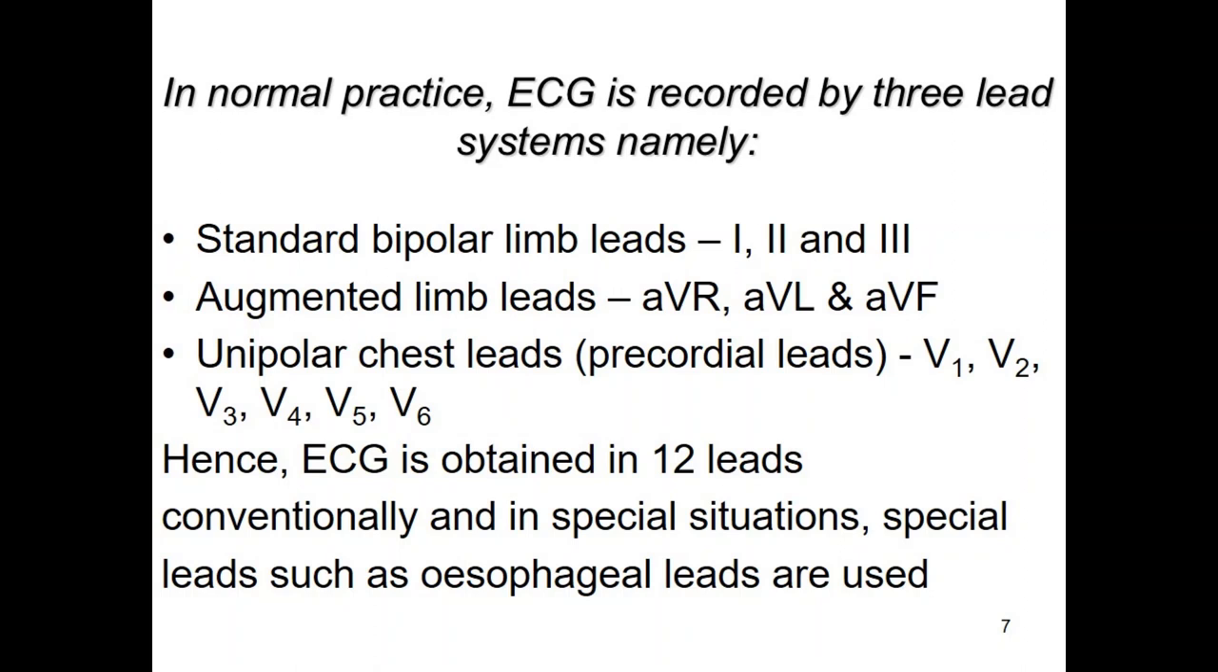So remember, there are 12 leads: lead 1, 2, 3. The notation is Roman, not algebraic: Roman 1, 2, 3. Then another three limb leads: aVR, aVL, aVF, with lowercase a and uppercase V. R is right, L is left, F is foot. Then the chest leads, with notation V1, V2, V3, V4, V5, V6. V1 to V6, yes, 12 leads.